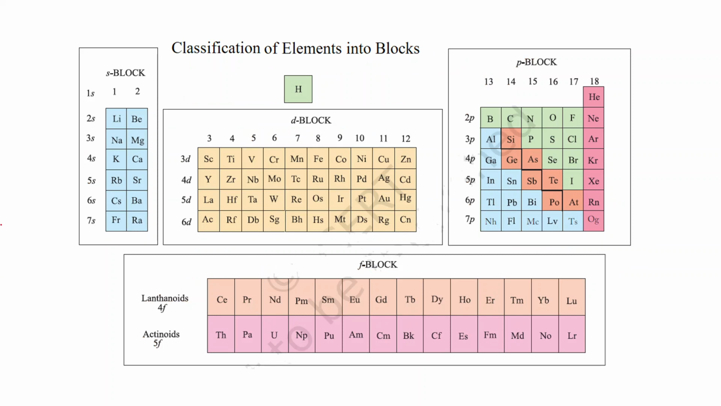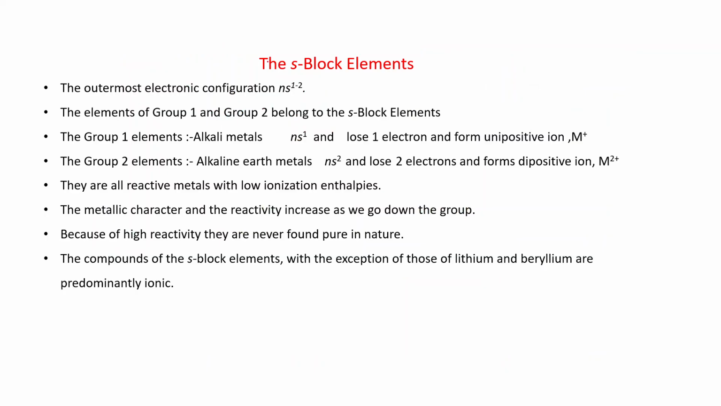Now you can see the classification of elements into blocks, and just see the position of hydrogen. This is placed separately. These are S block elements, these are P block elements, and in between these S and P block, these are the D block elements, and at the bottom of this main periodic table 2 series are there. And these are F block elements. Okay, now we'll discuss one by one. First come to the S block elements.